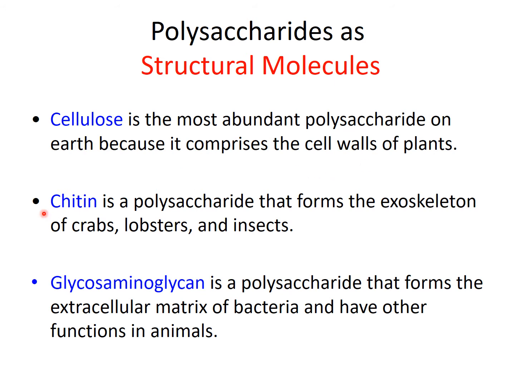And then you have chitin, which is another polysaccharide that forms the exoskeleton of crustaceans such as crabs, lobsters, and even insects. And then you also have glycosaminoglycan, which is a polysaccharide that forms the ECM, or the extracellular matrix of bacteria, and they have other functions in animal cells.